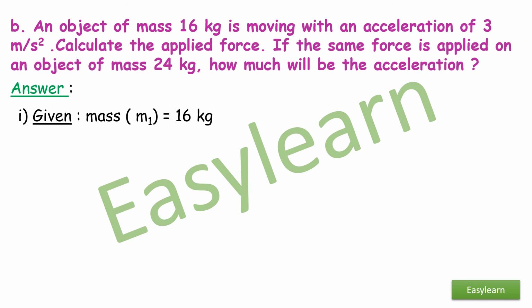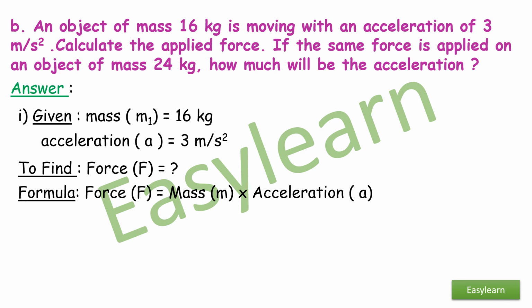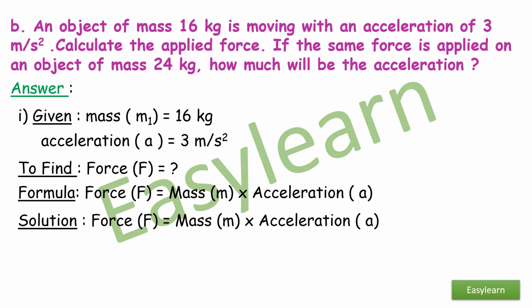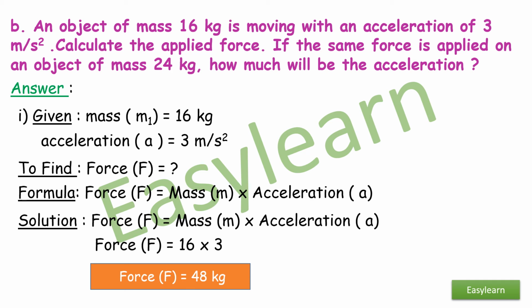Answer: Given mass m1 is equal to 16 kg, acceleration a is equal to 3 meter per second square, and we have to find force. The formula for force is equal to mass into acceleration. Solution: Force is equal to mass into acceleration. Therefore, force is equal to 16 into 3. Therefore, force is equal to 48 newton. Now, this is the first part.